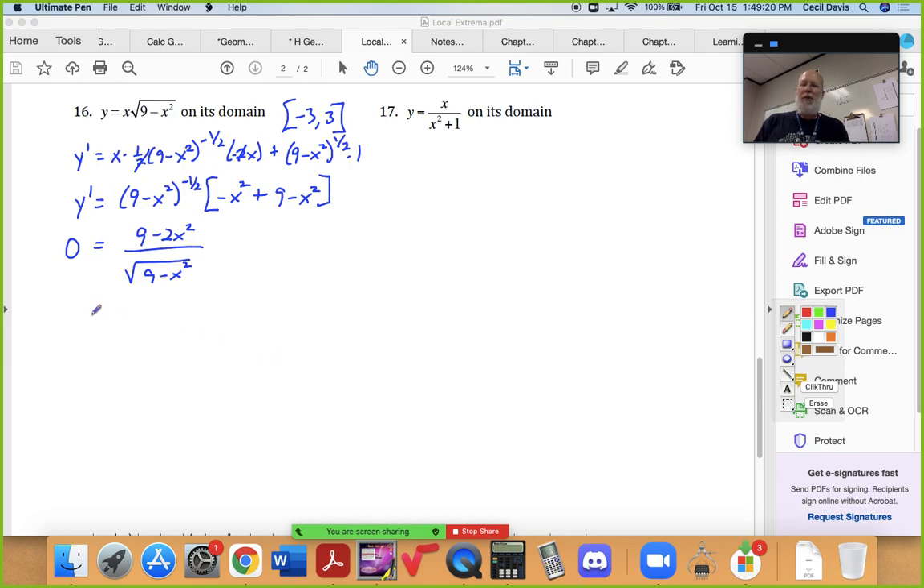So that means the numerator has to be 0. So 9 minus 2x squared equals 0. So 9 is equal to 2x squared. So 3 over the square root of 2 is x, both the positive and the negative square root.